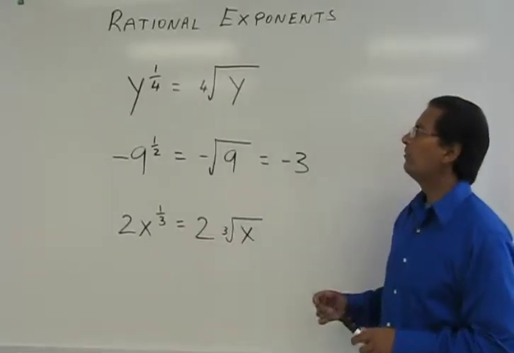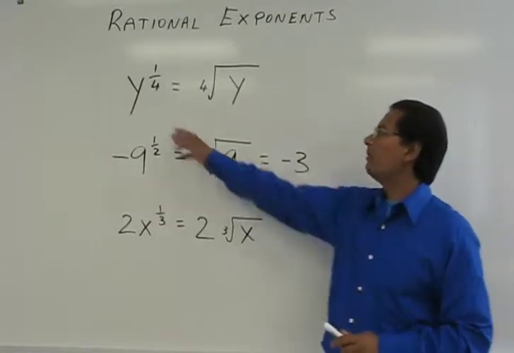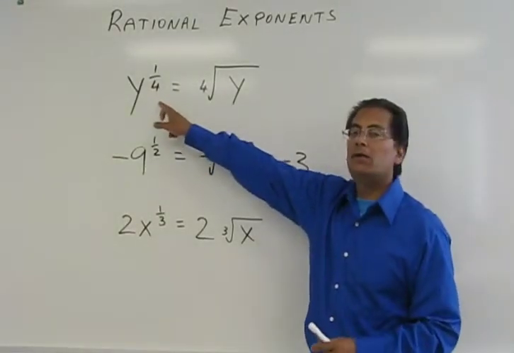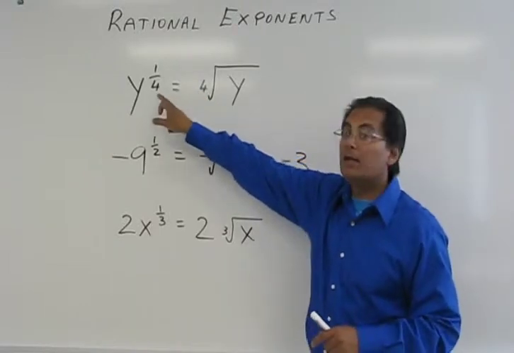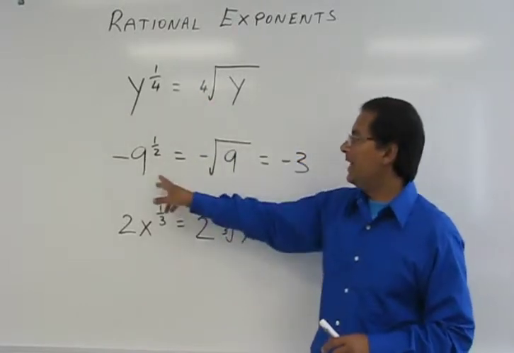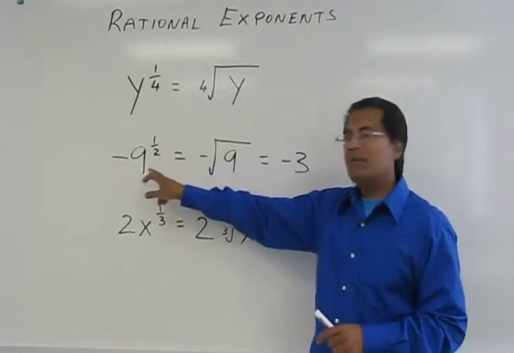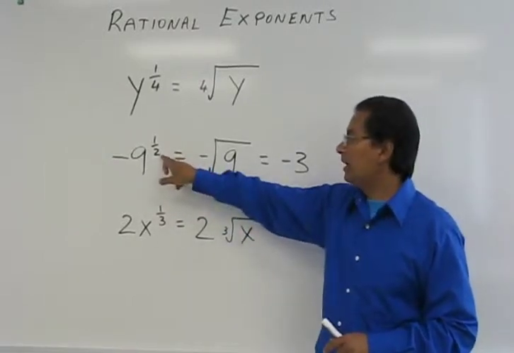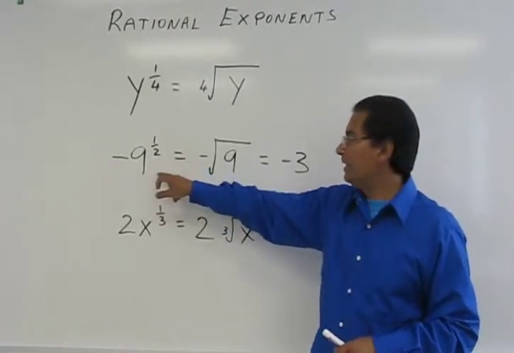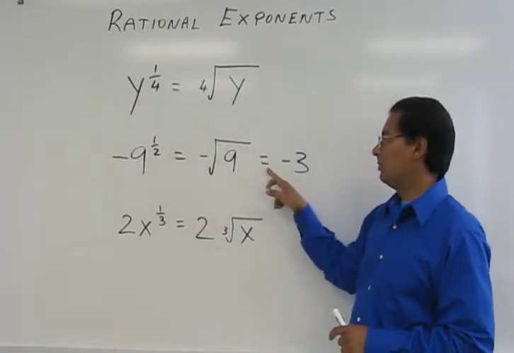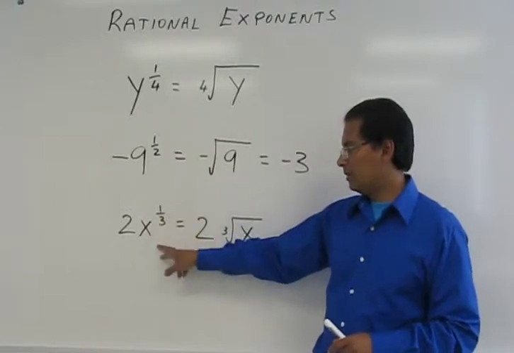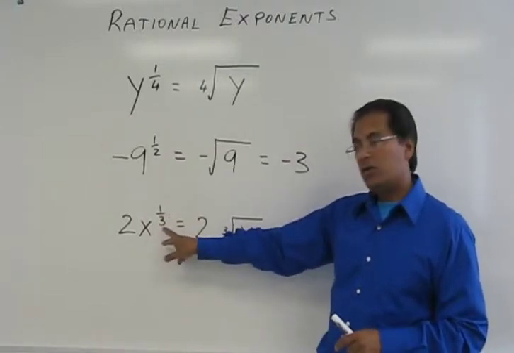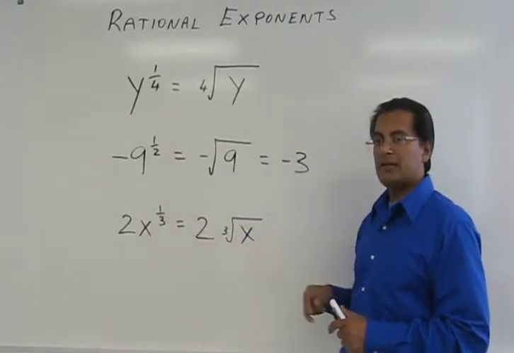Now here are some more examples of rational exponents. Supposing I have y to the 1/4, it means the fourth root, that denominator is the root, the fourth root of y. Negative 9 to the 1/2. That means negative, this is the second root of 9, which is the square root, negative the square root of 9, which is going to be negative 3. 2 times x to the 1/3. This is going to be 2 times the cube root of x.